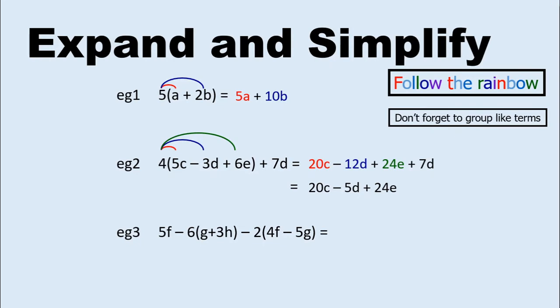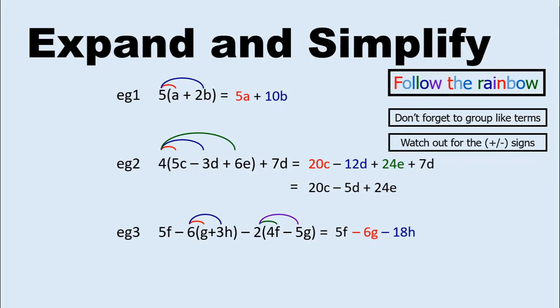Next example, I've got 2 sets of brackets, and watch out for these signs. They are being multiplied in both cases by negative numbers. Negative 6 times g will be negative 6g. Negative 6 times 3h will be negative 18h. Negative 2 times 4f will be negative 8f. And negative 2 times negative 5g will be positive 10g.